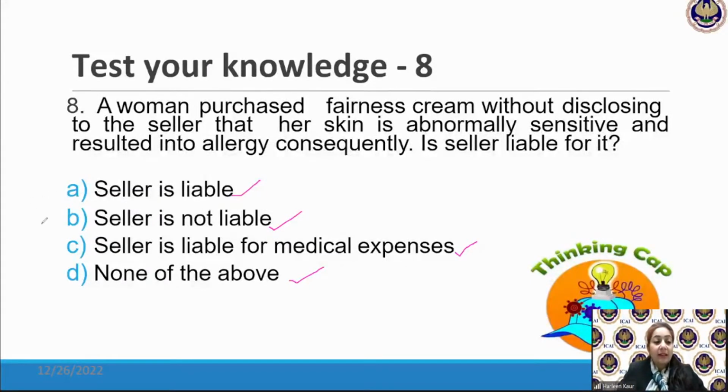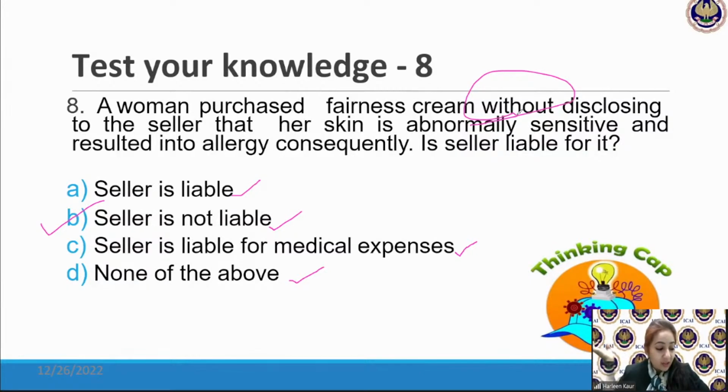Excellent. Everybody is correct. Seller is not liable. Why? Because this lady has not disclosed the fact, so the rule of caveat emptor will become applicable. If you have certain kinds of allergies, or you're not comfortable with any product, it is your duty to tell the seller that I am not comfortable with these kinds of goods. Can you please replace it?